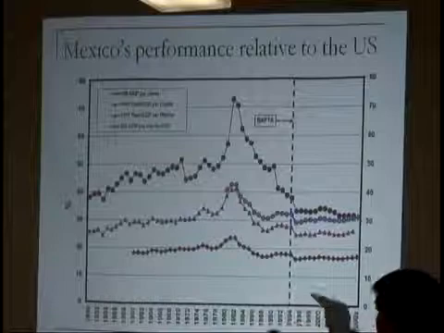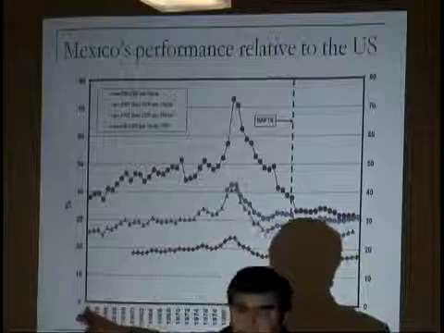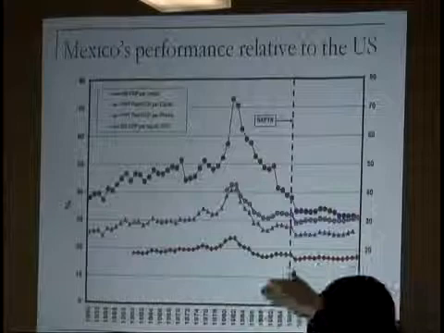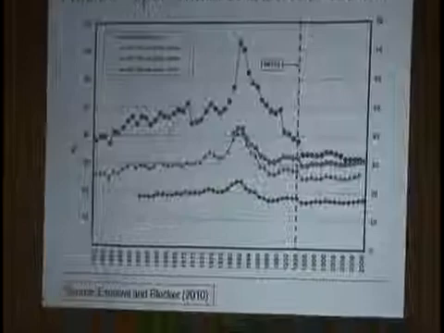Let's look at this one over here, which is real GDP per worker. Real GDP per worker in Mexico in 1950 was 40% of that of the US. At some point it reached almost 70%, so Mexico was 70% as productive as the US. Then the crisis came and Mexico lost a lot of productivity. But when NAFTA went into effect, Mexico was here, and the gap between the US and the Mexican economy has been pretty much stable.